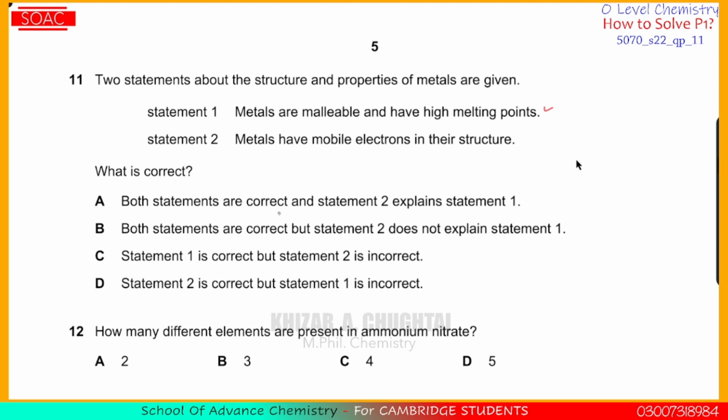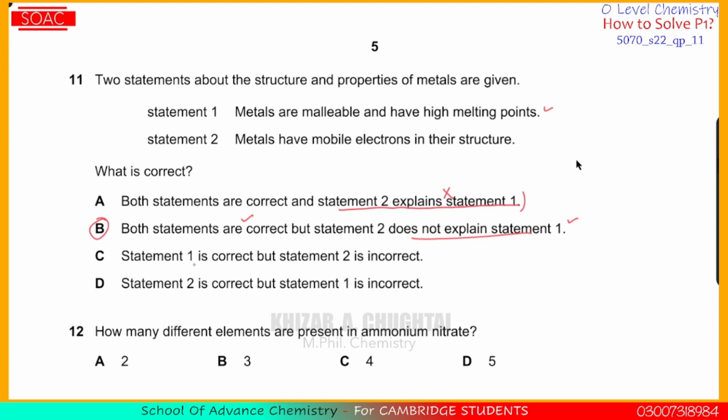Both statements are correct. Yes, it is true. But statement 2 doesn't explain statement 1. So the second portion of this statement 1, this portion is wrong. B option, both statements are correct, but statement 2 does not explain. Yes, it is true. Statement 2 has no relevancy with statement 1, so B is the correct option.